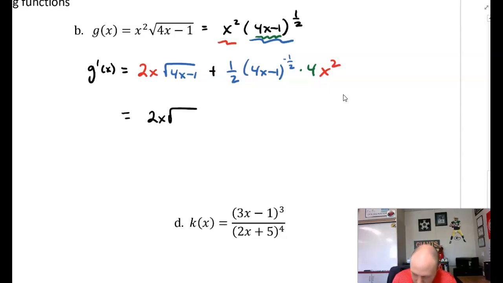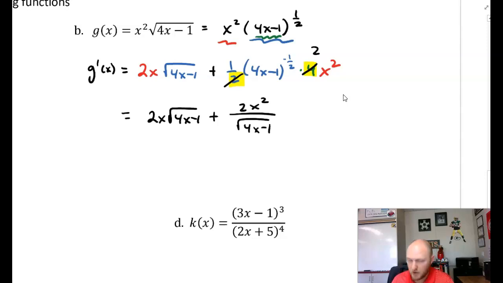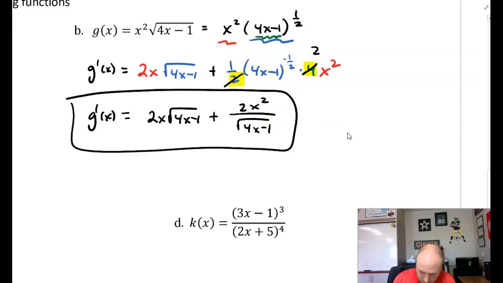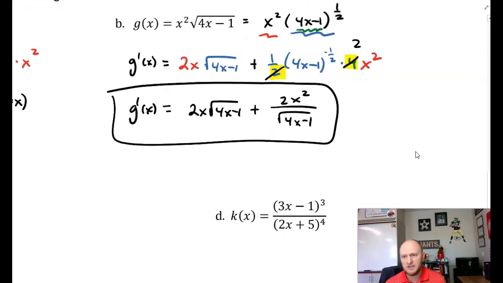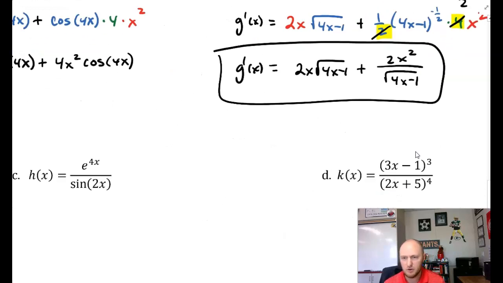Okay, so I'll go ahead and clean this up. We have 2x square root of 4x minus 1 plus the 2 and the 4, they're going to reduce. I can reduce by 2, so I'll turn this into a 2. So in our numerator, we have 2x squared over the square root of 4x minus 1. Right? That negative 1/2, it moves it down into the denominator. So here is our derivative. All right, so that is the chain rule as well as the product rule being utilized together.